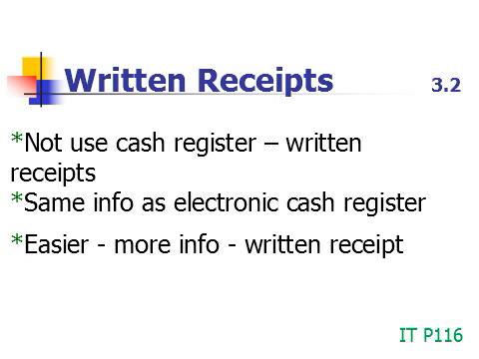If an electronic cash register is not used, then receipts that are handwritten or typed are used. The same information that appears on an electronic till slip should appear on the written receipt. It is easier to put more detailed information about the items being sold on a written receipt.